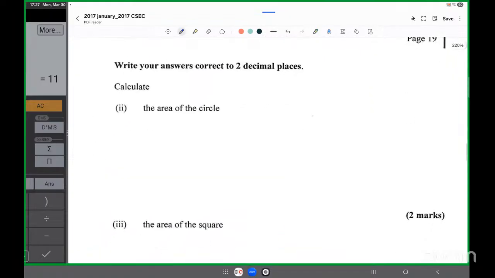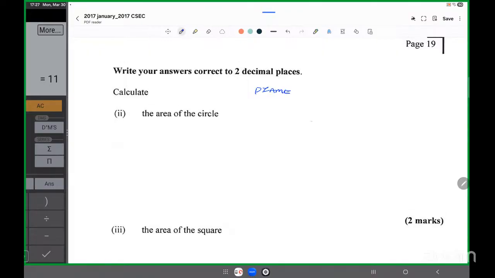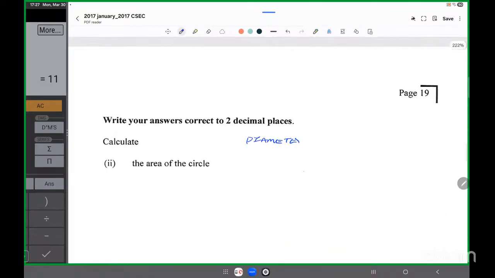It said, calculate the area of the circle. Remember what we have there is the diameter. So the diameter is 2 times the square root of 11 centimeters. Then it means that the radius is half of that, doesn't it? Half of 2 root 11 is just root 11 centimeters, square root of 11 centimeters.